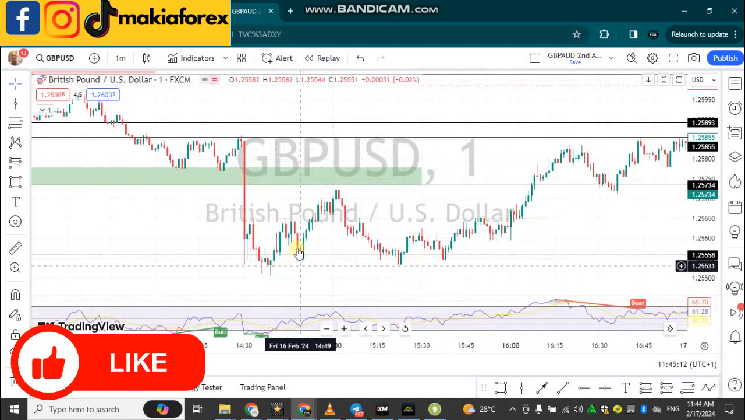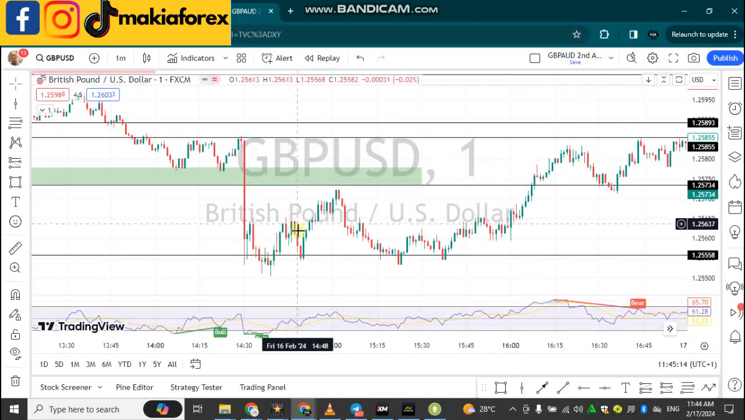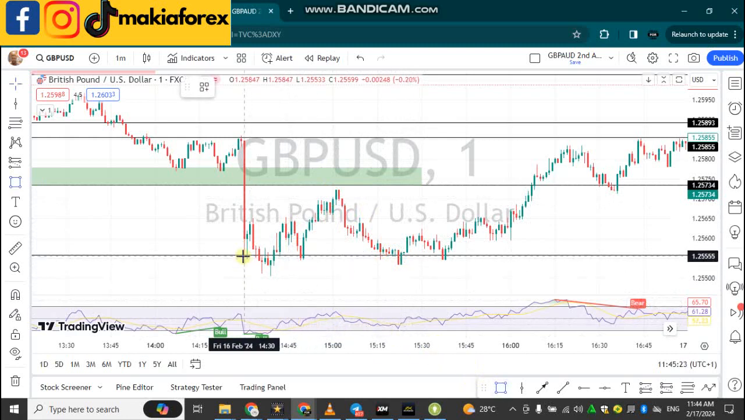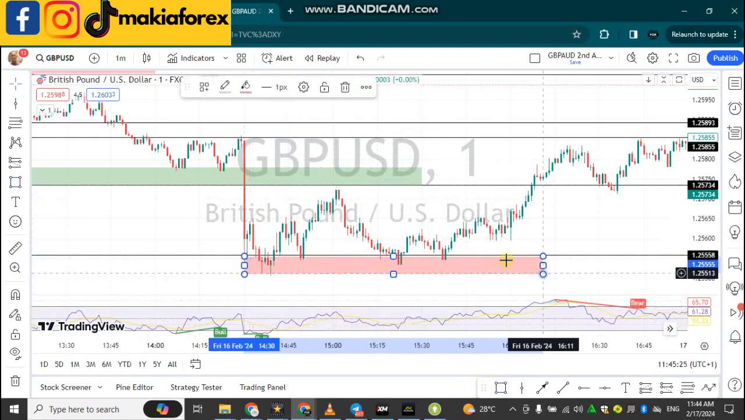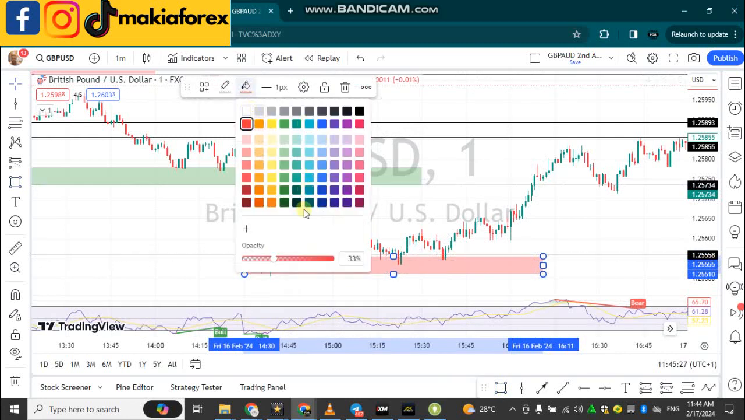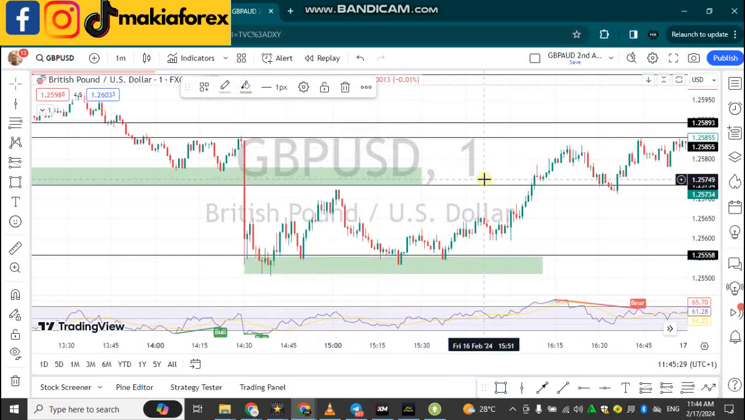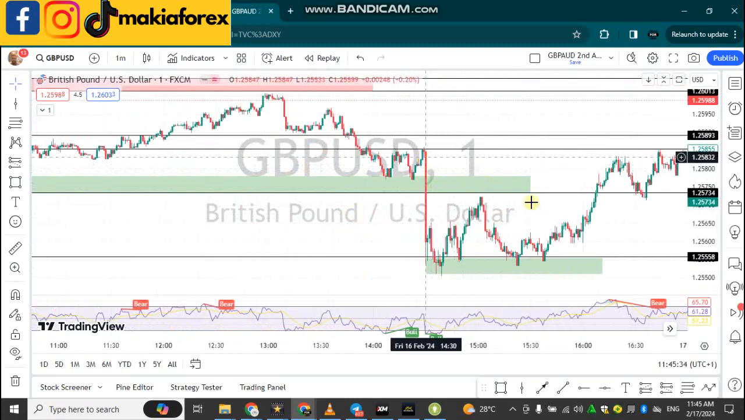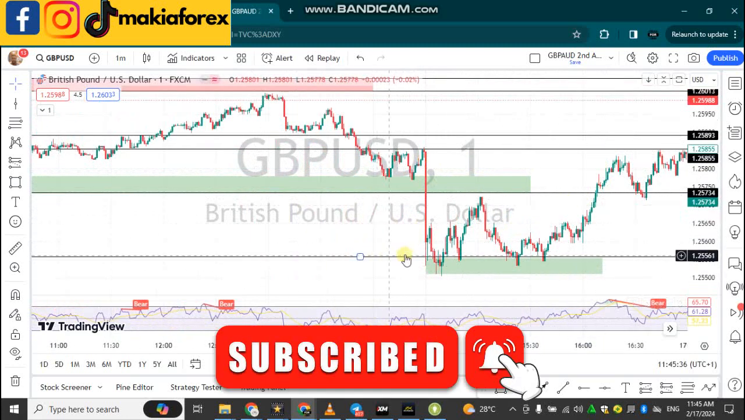So price pulled back to this area, it went up again, then it fell down again to this particular area before we realized that this area became a strong area to buy. So I'll just put it like this. Yeah, so this area became a strong area to buy, and that was how price was able to break and move to the bullish direction.